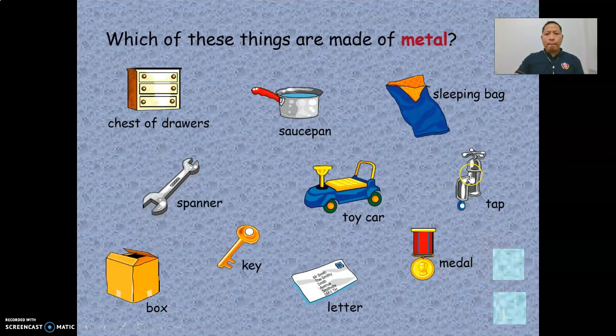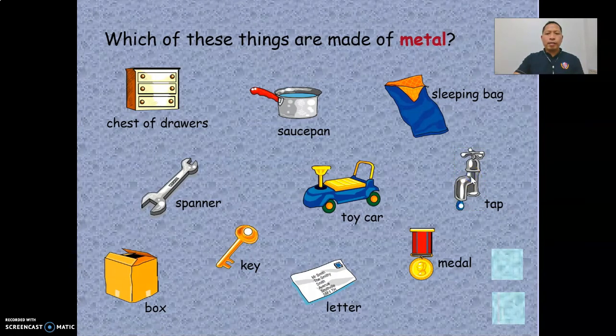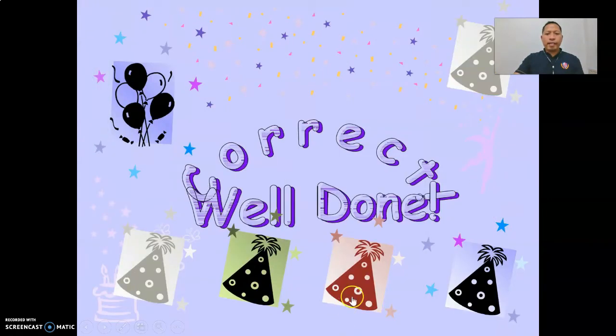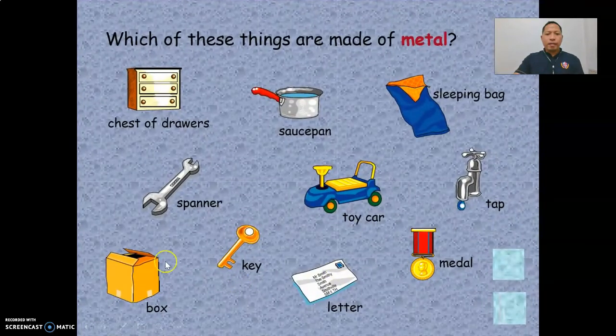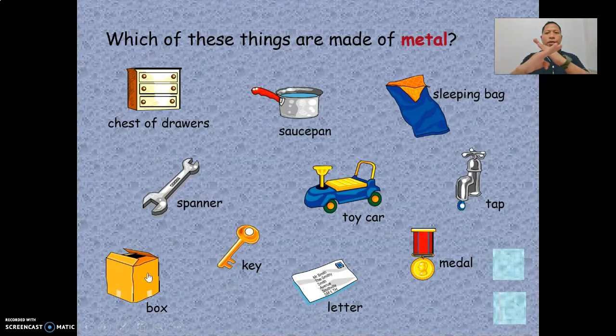A top. Is it made of metal? Yes or no? 3, 2, 1. Yes. Okay, next. A box. Is it metal? Yes or no? 3, 2, 1.